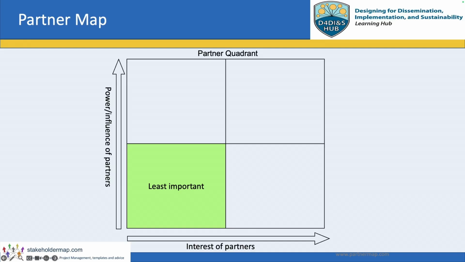Inform these partners with general information. Don't overload them with excessive communication. You should monitor them because they may become more important to the intervention at a later point in time, for example, if they change job roles.